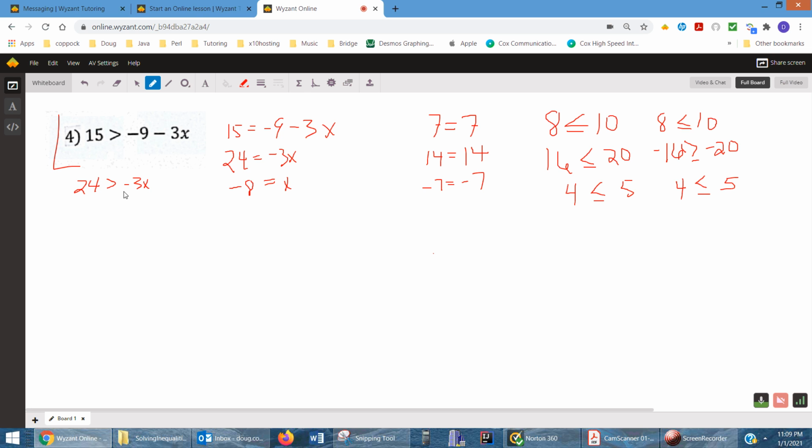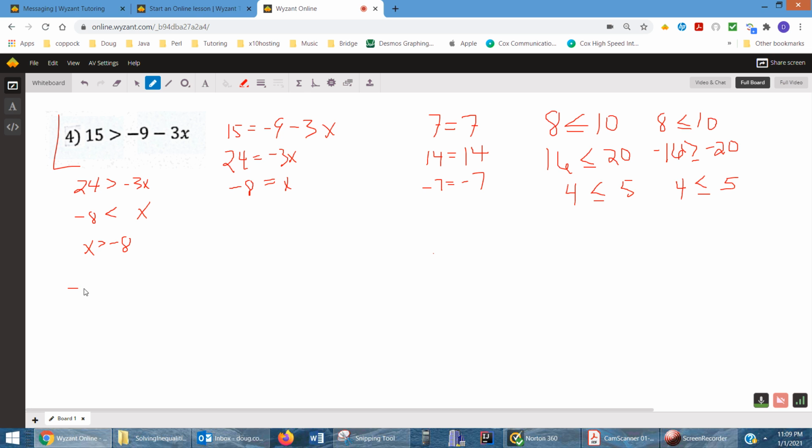Divide both sides by negative 3. This will be an x. This will be a negative 8. Since I divided by a negative number, the order changes direction. Now if you want to, you can rewrite it with x on the left side, but the arrow will still open to the x. So x is greater than negative 8 is what makes this true.